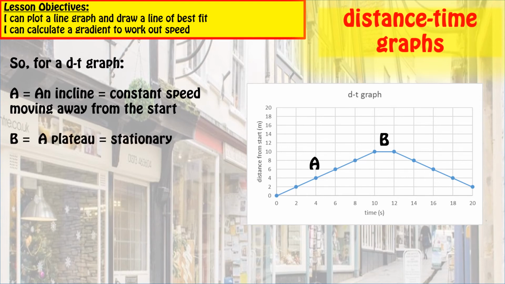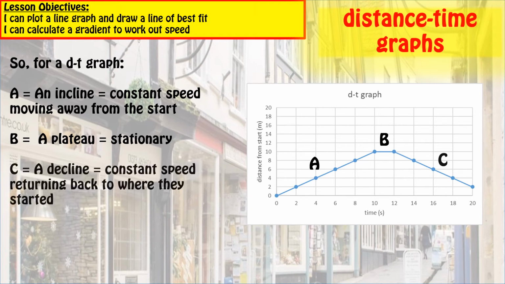B, a plateau, that means stationary or stopped. We know that now, we've done that quite a few times already. And C is a decline. Decline means going downwards. And again, it's a straight line, so it's constant speed. That means that speed isn't changing and they're going back to where they started. They're just moving back towards where they started.